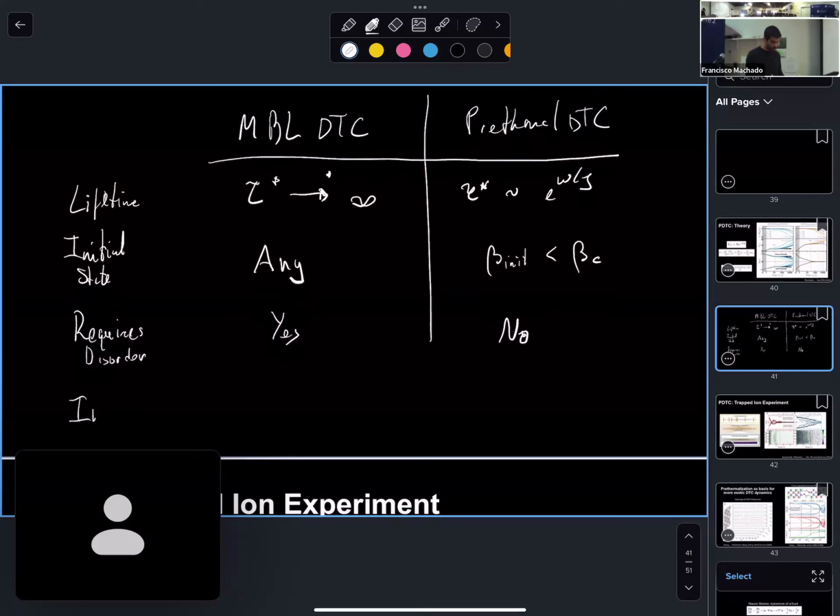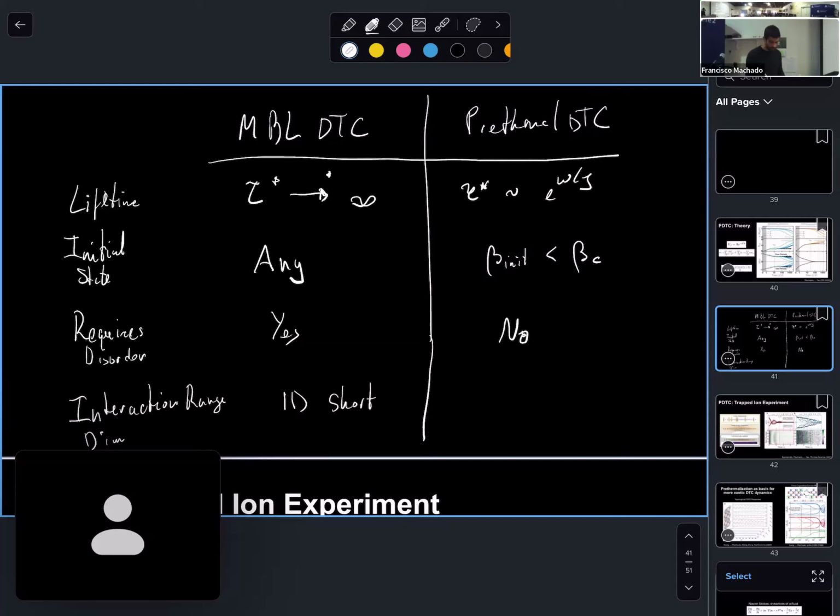And finally, there's this notion of interaction range. Let me also call it interaction range and dimensionality, where MBL fundamentally, because you need this localization, is limited to 1D short range systems. Again, little asterisk. So it's kind of 1D short range. Whereas the story about prethermalization we saw carried over even in the case of long range interactions, and it was completely agnostic of the dimensionality. So as long as you have interactions that allow you to have a symmetry broken phase, you basically can get the phenomenology of this discrete time crystal.